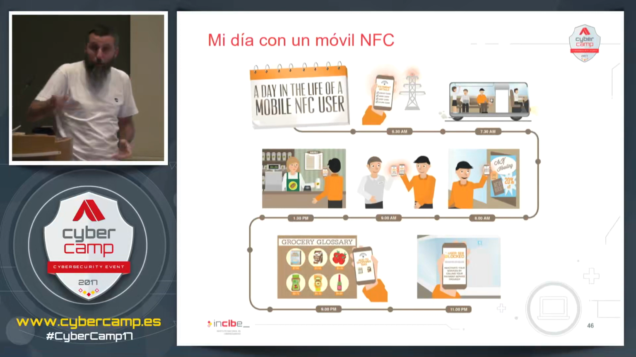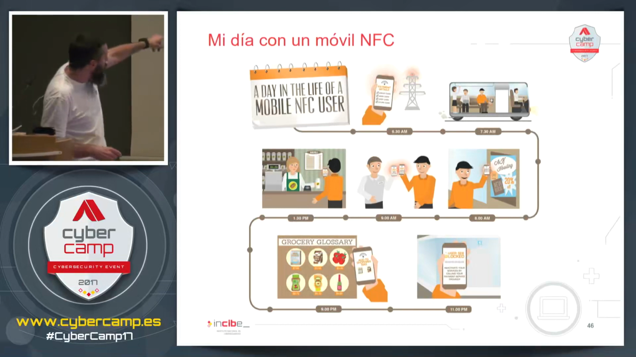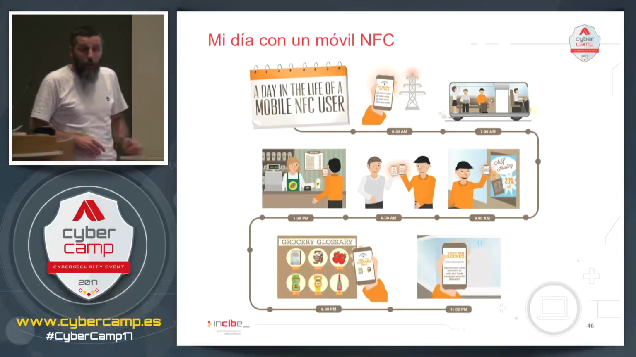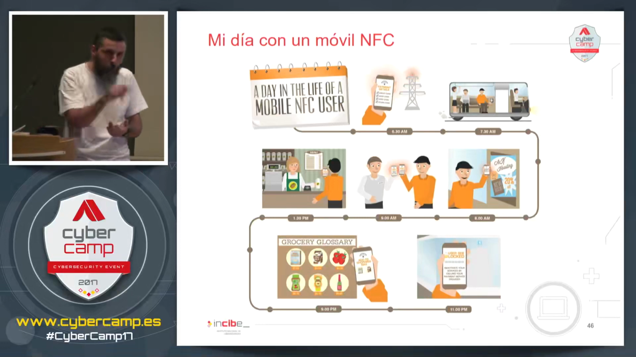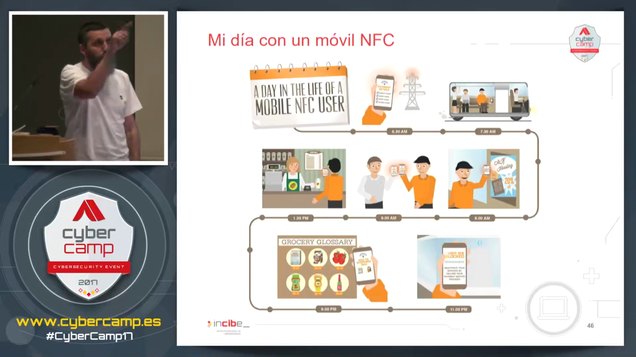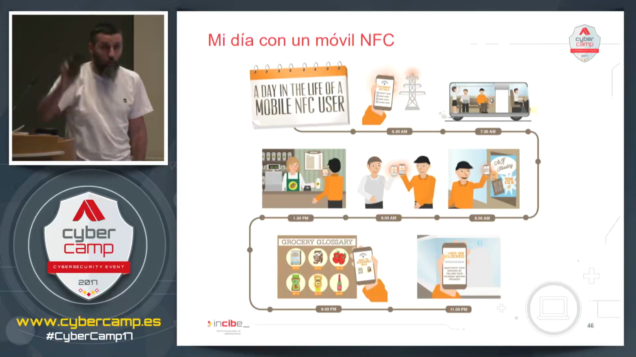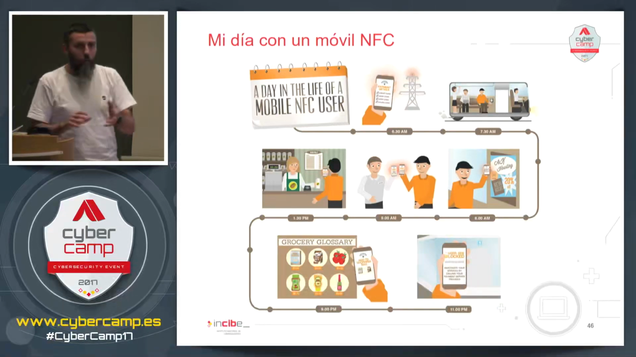So I go to the cafeteria and I pay with my mobile phone, and then I need to go shopping. Instead of doing my shopping list, I can go to a place where I get near the labels, like Amazon Dash.